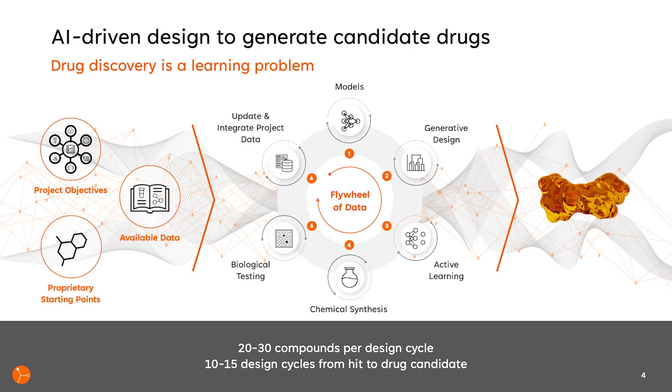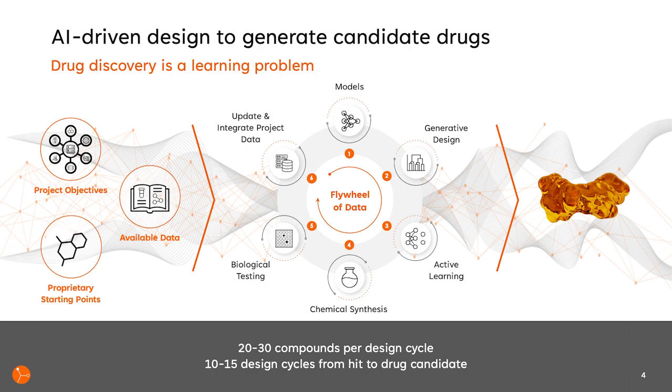We use that to go from the thousands of compounds that we've designed from our generative algorithm down to the 20 to 30 compounds that we want to actually make in a design cycle. Once we use this active learning technique to smartly select the best compounds, the most interesting compounds, or the compounds that give us the most information, we then synthesize the compounds.